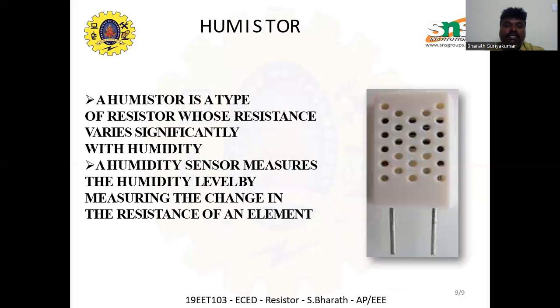Finally, we can see about a humistor. A humistor is a type of resistor whose resistance varies significantly with humidity. A humidity sensor measures the humidity level by measuring the change in the resistance of the element.